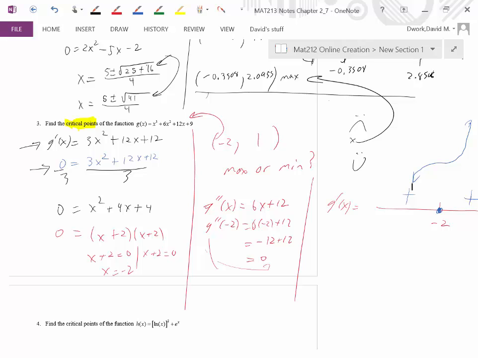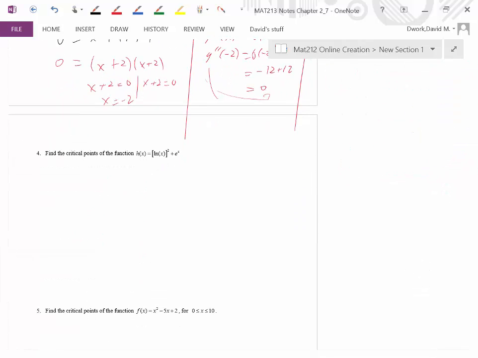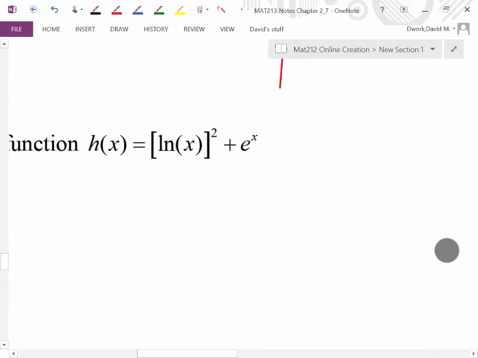So the reason I like this problem, I wanted you to see it, is it gives you a really good example of a time where one of the tests fails and you have to use the other one. All right, now here is a super duper interesting problem.